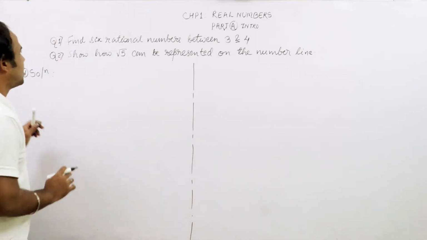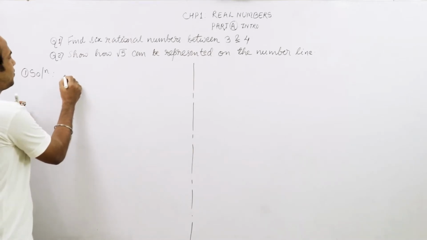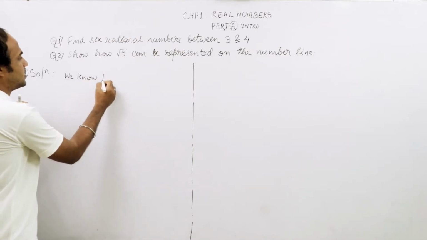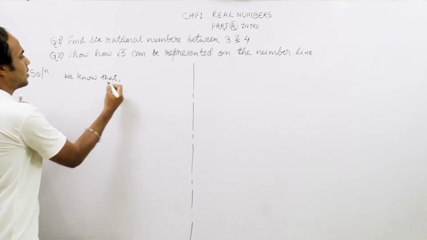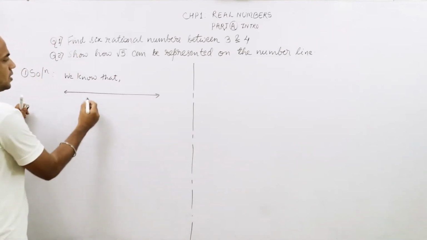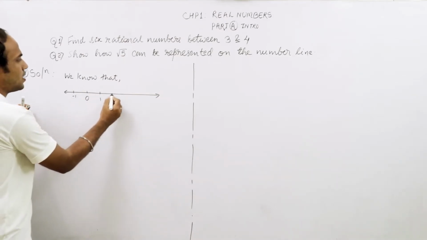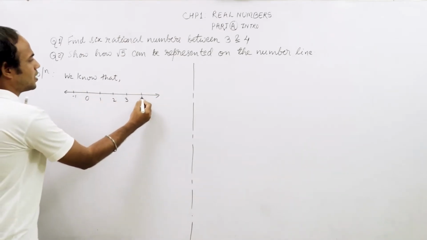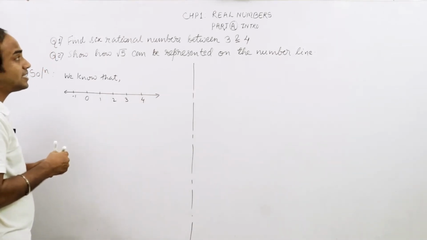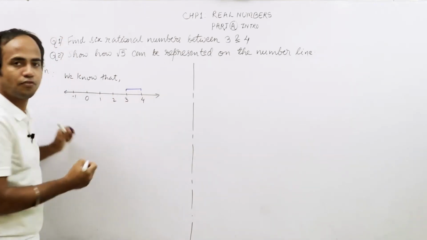So rational numbers. On the number line, there must be 0, of course here it is -1, there must be 1, there must be 2, there must be 3, there must be 4. So we have to find the rational numbers between 3 and 4.